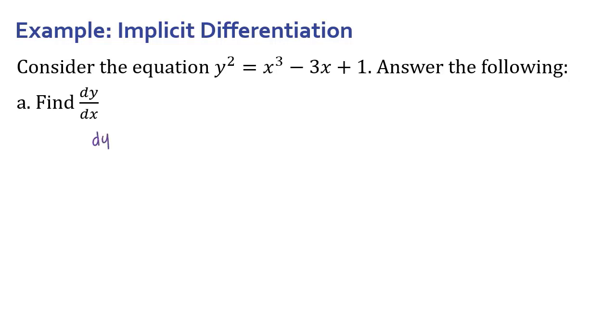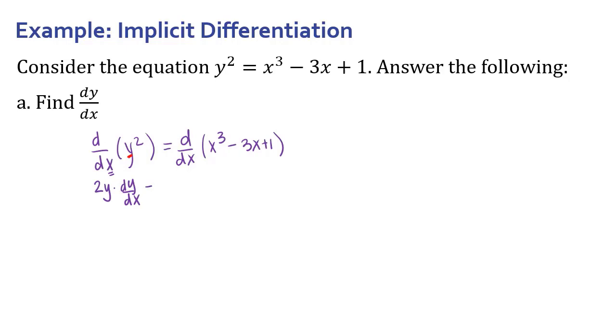We'll take the derivative with respect to x of both sides. That gives me the derivative with respect to x of y squared, and then the derivative with respect to x of x cubed minus 3x plus 1. On the left-hand side, because we're taking the derivative with respect to x of this function y, we're going to have to use the chain rule. So it's the outside function evaluated at the inside, 2y, times the derivative of the inside, dy dx, equals, and then take the derivative of each of these pieces.